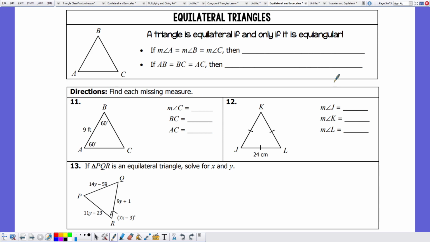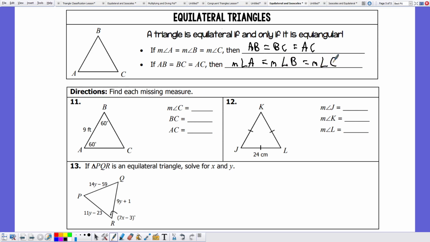The sides are equal. So AB equals BC equals AC. And the reversal is also true. If AB is equal to BC is equal to AC, then the measure of angle A is equal to the measure of angle B, which is equal to the measure of angle C.